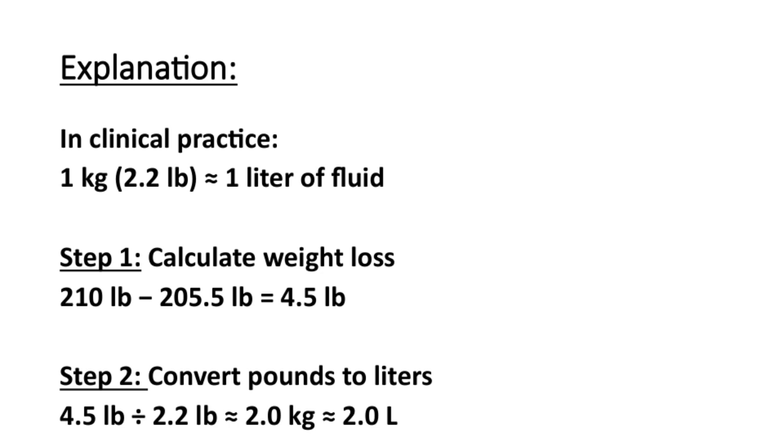Suppose a patient weighs 210 pounds initially, and now they weigh 205.5 pounds. The first step is to calculate the weight loss, which is 210 minus 205.5, giving us 4.5 pounds. Next, we need to convert that weight loss from pounds into liters of fluid. Since 1 kilogram equals roughly 2.2 pounds, we divide 4.5 by 2.2. This gives us approximately 2 kilograms, which is also about 2 liters.